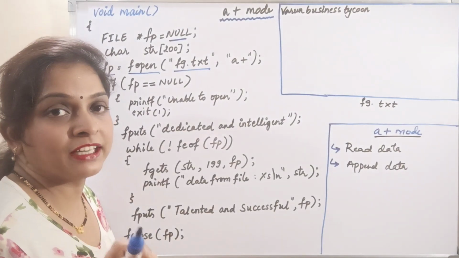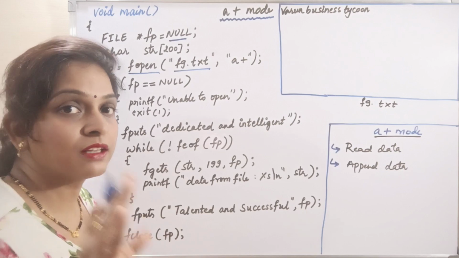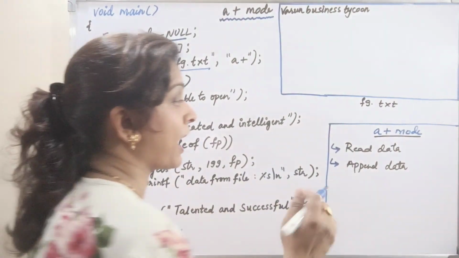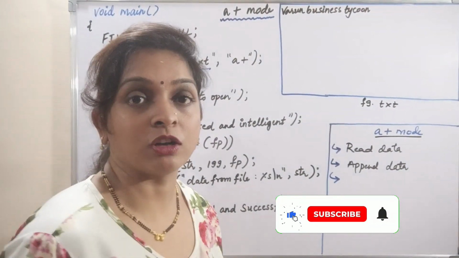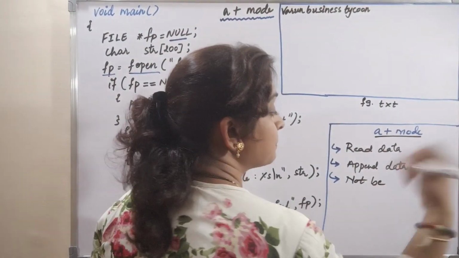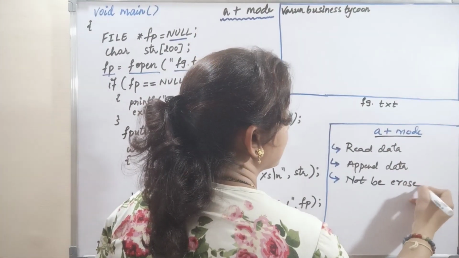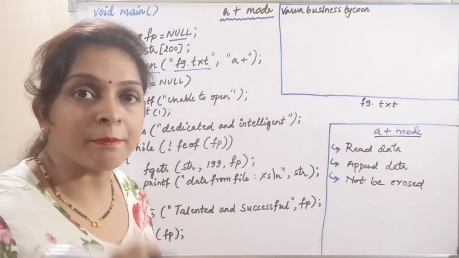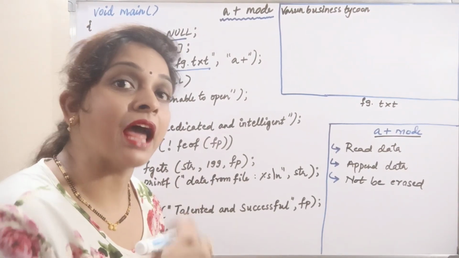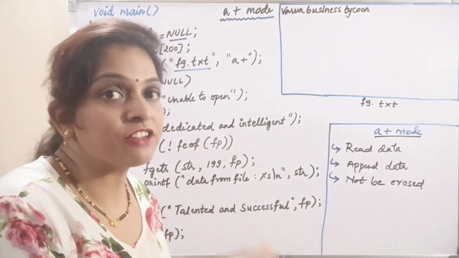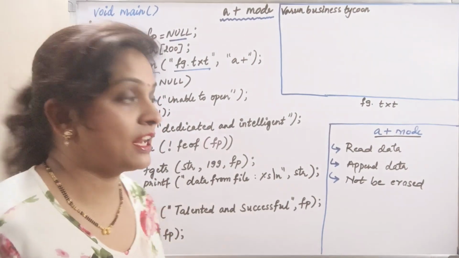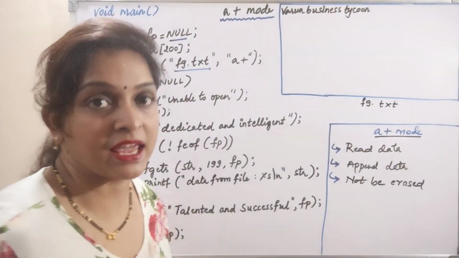When I say I am appending the data, obviously f9 should be an existing file. So if the file exists, the contents that we have in the file will not be erased. The previous content will not be erased. So when I say appending, it means the file already exists. So I am trying to open an existing file and add new data. If the existing file is getting opened, the previous content that we have in the file will not be erased.